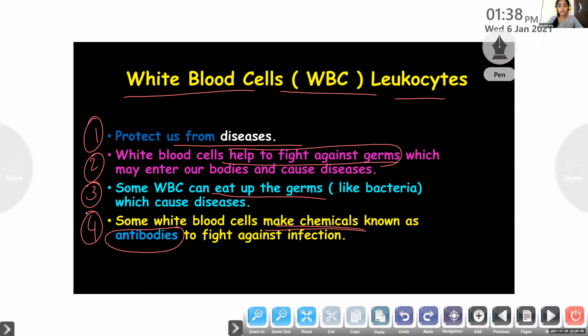By eating up the germs or else forming chemicals like antibodies to fight against germs, as I told you. And the fourth point is the mode of their fight, the mode of attack. So my question is, how do the WBC protect us from diseases? By helping to fight against germs. Yeah, that is enough. How do they fight?